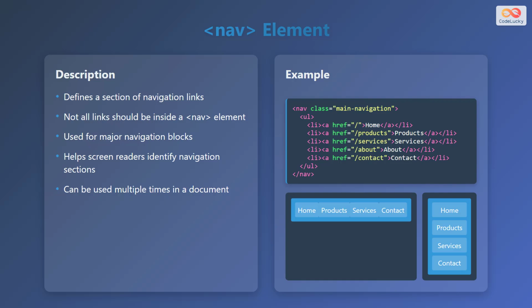Here's an example of how to use the nav element. Inside the nav element, we have an unordered list of links to different pages on the site. The visual examples show a horizontal navigation bar and a vertical navigation bar.